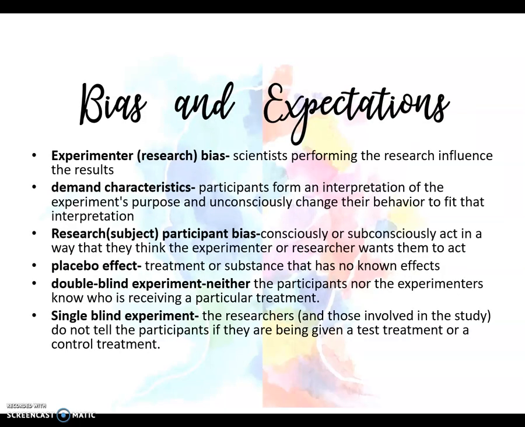Next, we have a few of our biases and expectations. Experimenter or research bias is when the scientist or whoever's performing the experiment is like, I really want this to happen, and kind of sways the results to do so. Demand characteristics, participants form an interpretation of what the experimenter wants and change their behavior to fit that way.